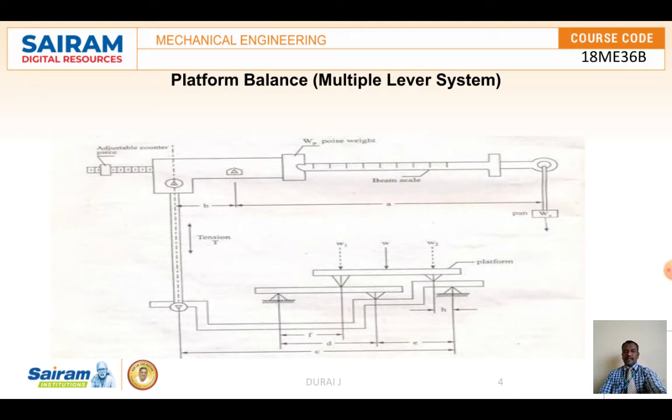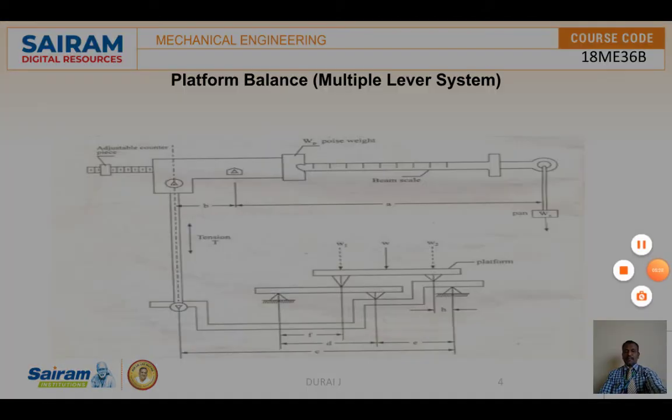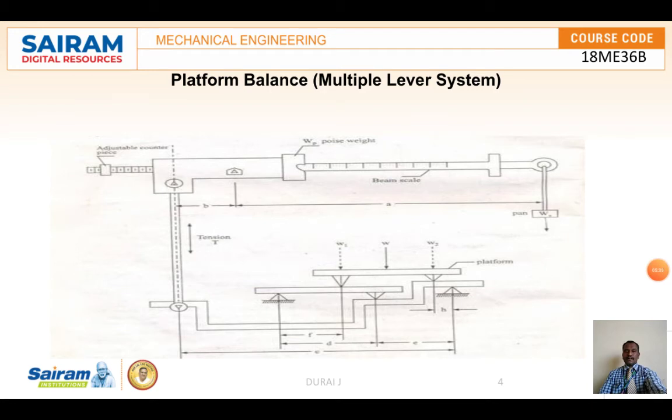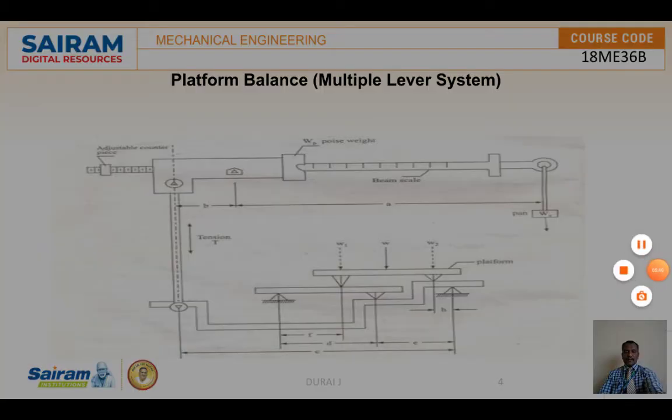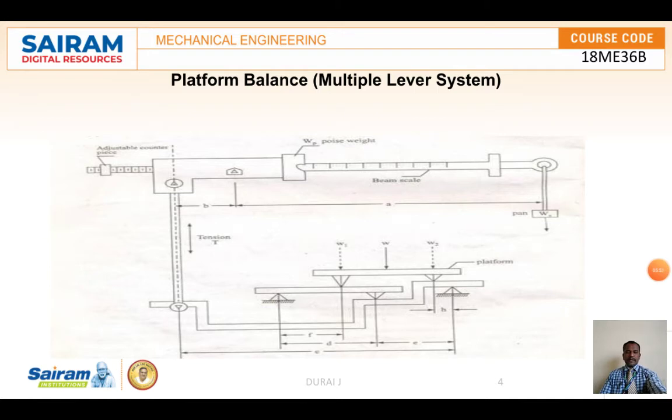Then the next topic is the platform balance, or multiple lever system. While checking the construction of this multiple lever method, here we have the fan mount and the other, where Ws is the fan mount and Wp is the poise weight.